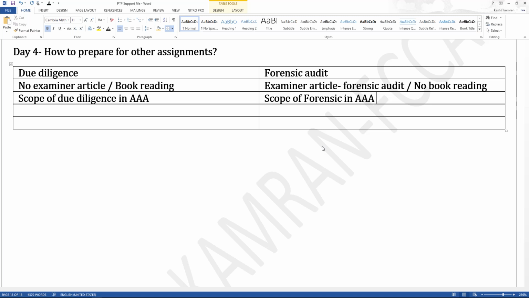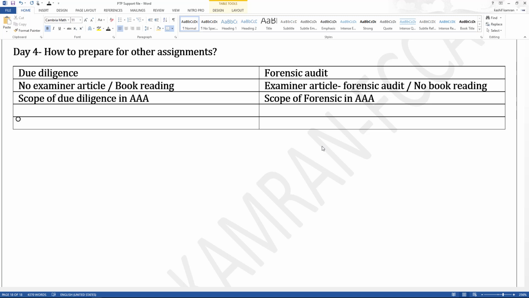So I will be showing you how much repetition is there in these topics, and that will give you a very good mindset to practice all the past papers on these topics. Is that clear to all of you? To understand the scope of due diligence and the scope of forensic, you need to do past papers.